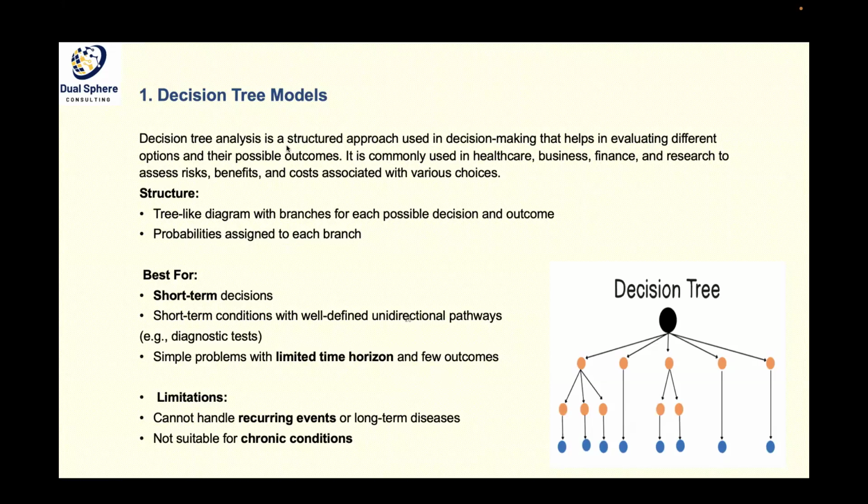The other situation is short term health conditions, where you have very well defined directional pathways, like disease conditions where you don't have recurrences of disease, where patients do not go back from an advanced state of disease, for example, a diabetic patient.